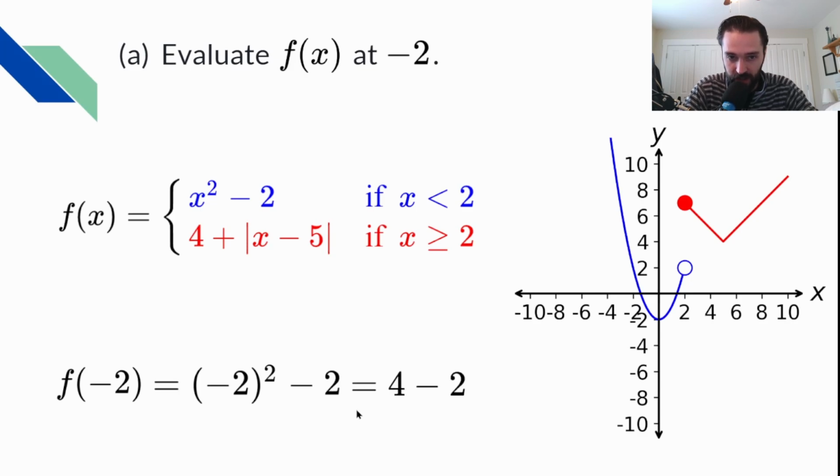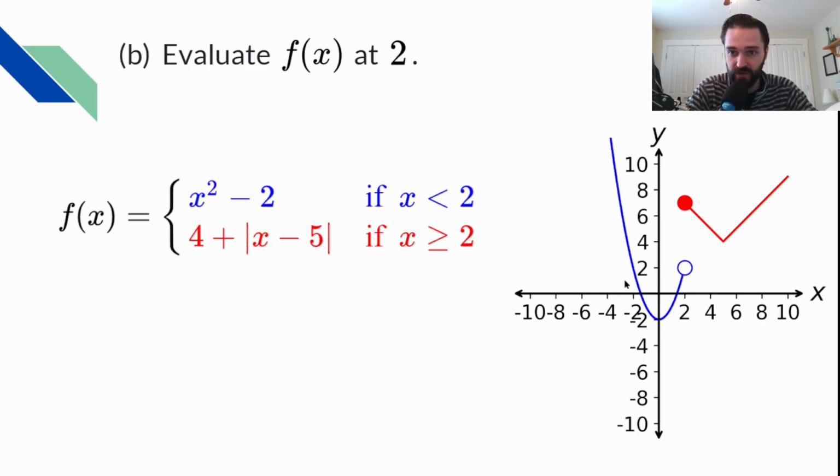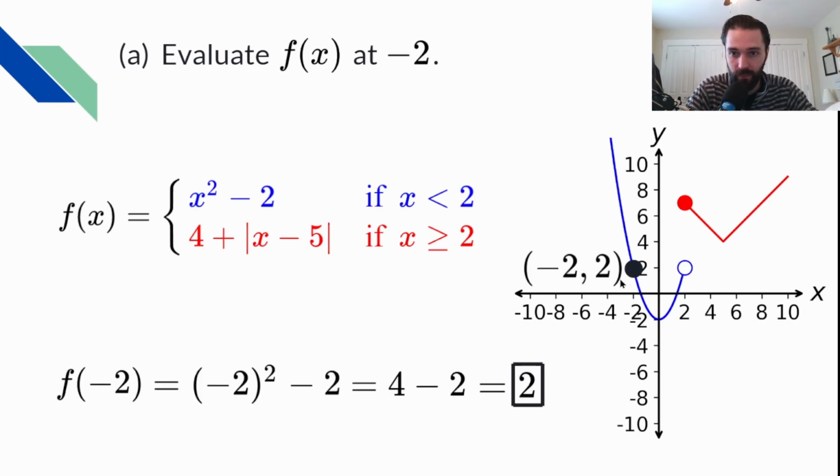Negative 2 squared is positive 4. So we get 4 minus 2, which is equal to 2. So f of negative 2 is positive 2. Which means that the point negative 2 comma 2 is somewhere on this graph, and we can see that it's right here.